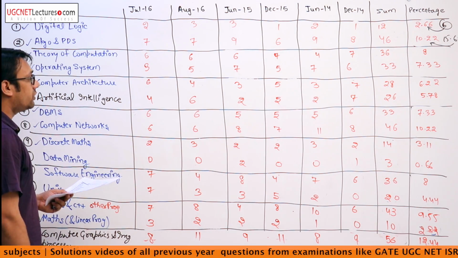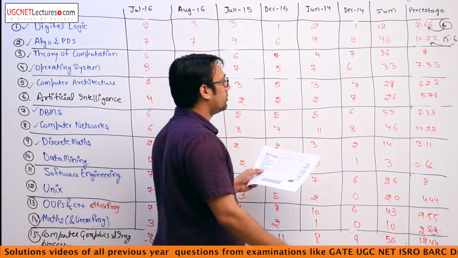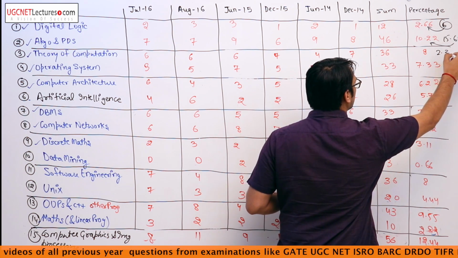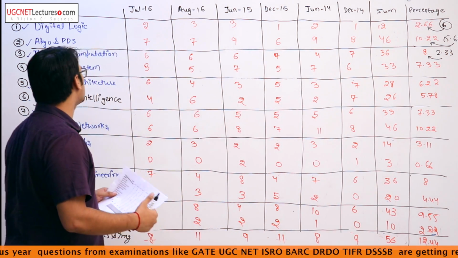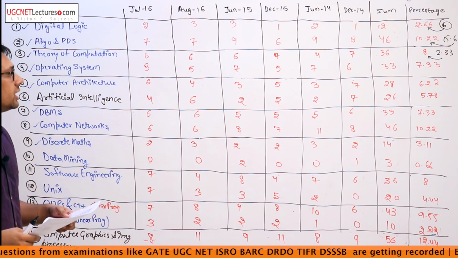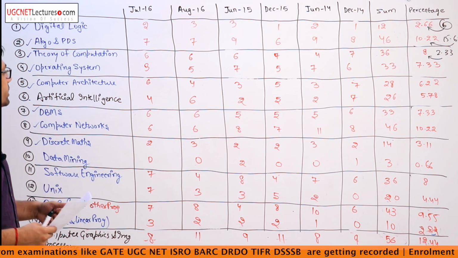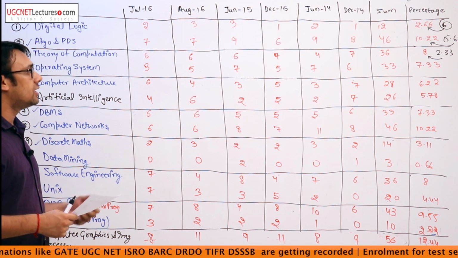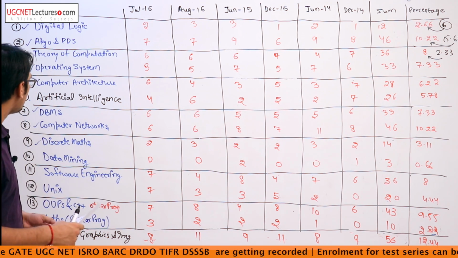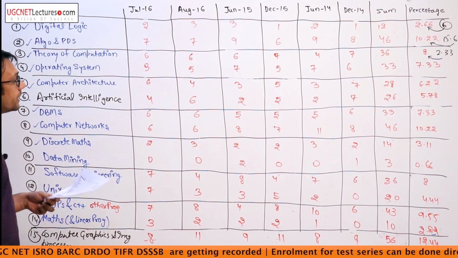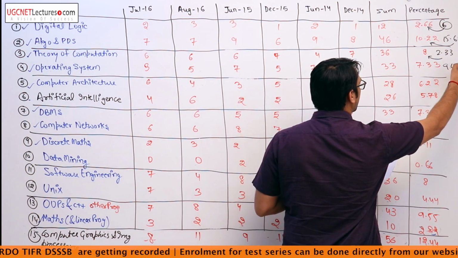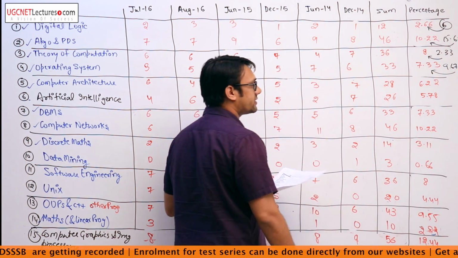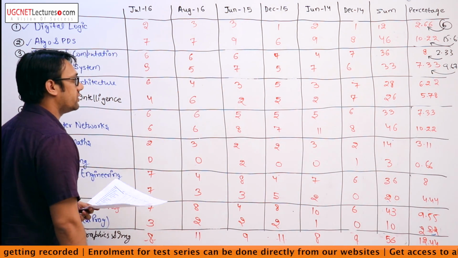Then we have theory of computation, changed from 2.33% to 8%. That means the number of questions from theory of computation is more in paper 3, and the number of questions from algorithm programming and data structures is less in paper 3. Then we have the next subject, which is operating system. Previously operating system was contributing 9.67%, now it is contributing 7.33%.